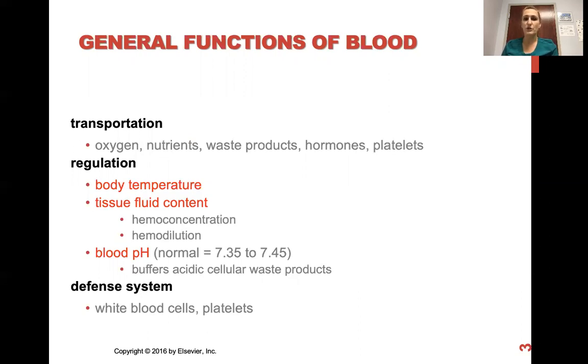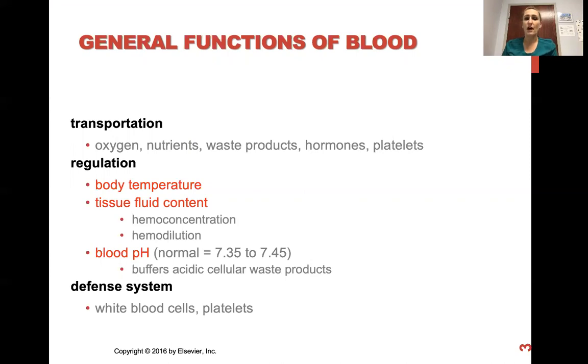Regulation, body temperature. Remember that the hypothalamus is reading the temperature of the blood that's passing through it, and then it can instigate different techniques to either warm the body up or cool it down. Tissue fluid content, so it's able to regulate and know how much water and other fluids are in the system at all times.